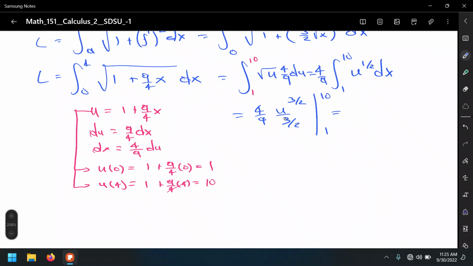So dividing by 3 halves is the same as multiplying by 2/3. And let me leave this u to the 3 halves for a second. So 2 times 4, nothing is going to reduce, unfortunately, here. So this will be 8 over 27 times 10 to the 3 halves minus 1 to the 3 halves.